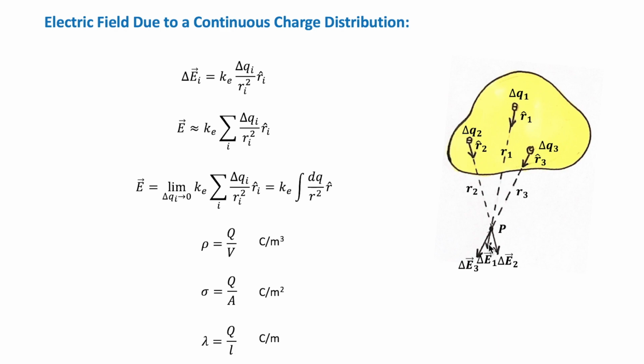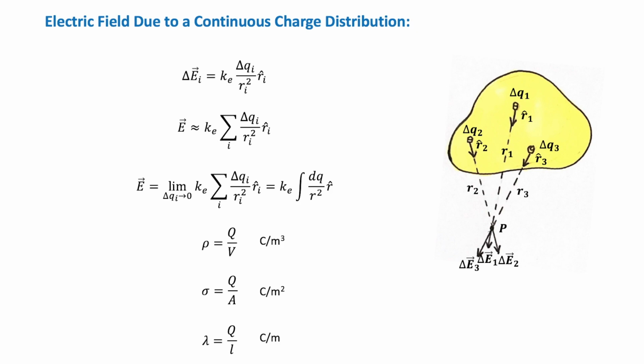So the total field at P is then the vector sum of the fields produced from all the elements. And so we have delta E_i from one element equal to k_e delta Q_i over r_i squared, r_i hat, where this is a unit vector extending from the charge element to P. And the total electric field E will be the sum of the contributions from all the charge elements.